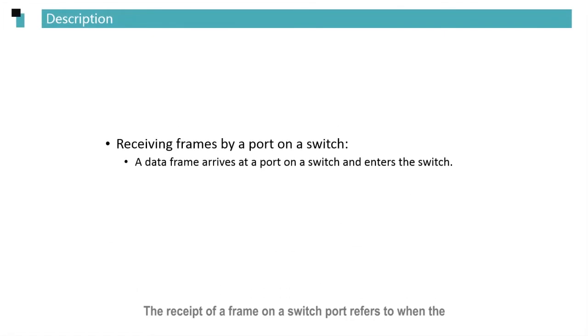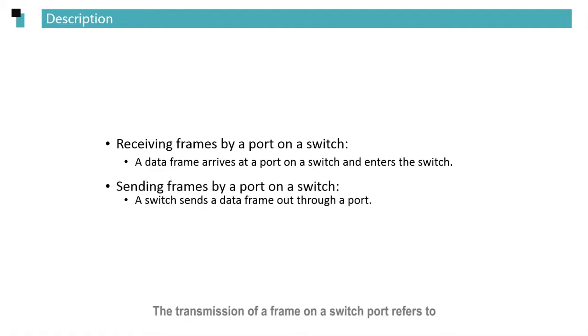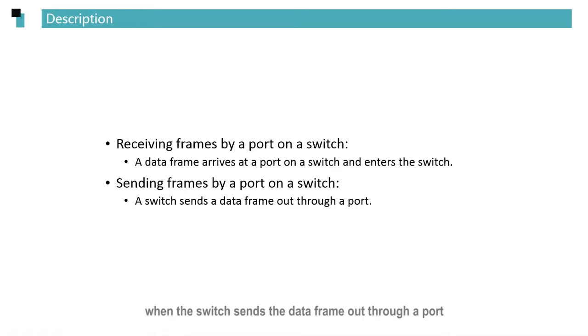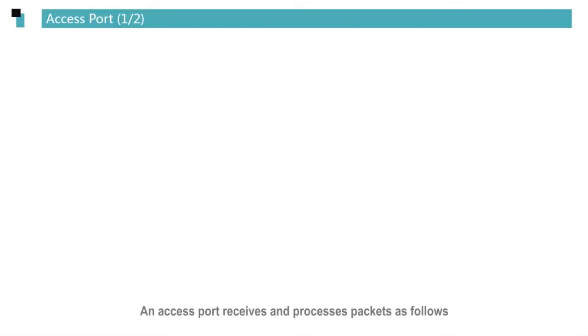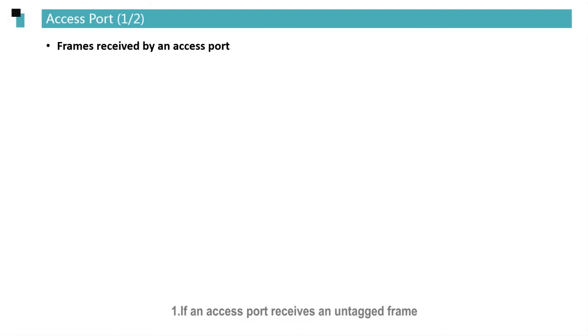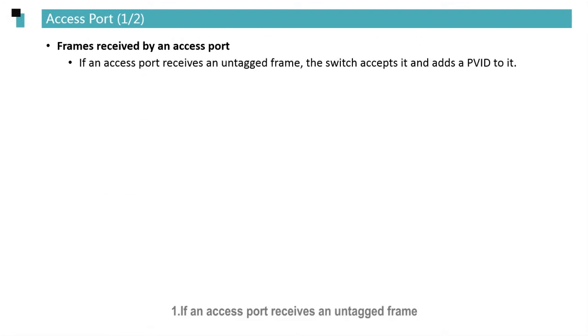The receipt of a frame on the switch port refers to when the data frame arrives at the port and enters the switch. The transmission of a frame on the switch port refers to when the switch sends the data frame out through a port. An access port receives and processes packets as follows. 1. If an access port receives an untagged frame, the port accepts it and adds a PVID to it. The PVID is a default VLAN ID, configured using the port default vlan command.